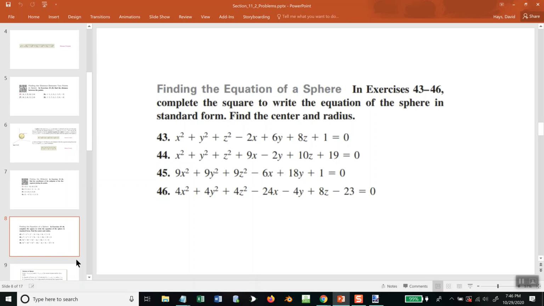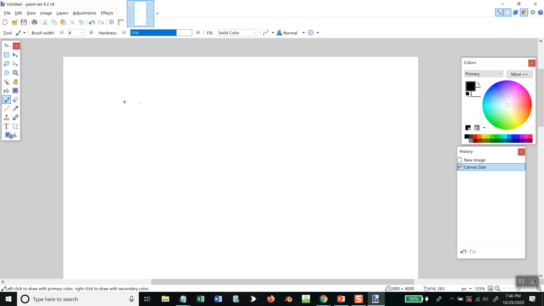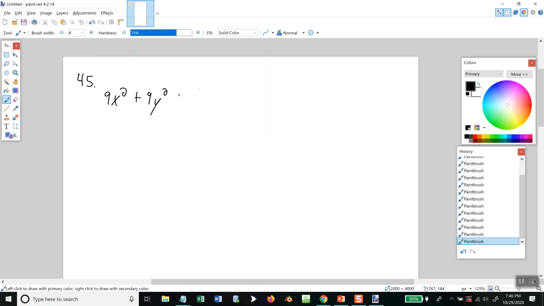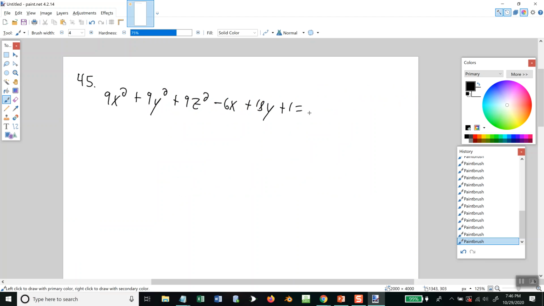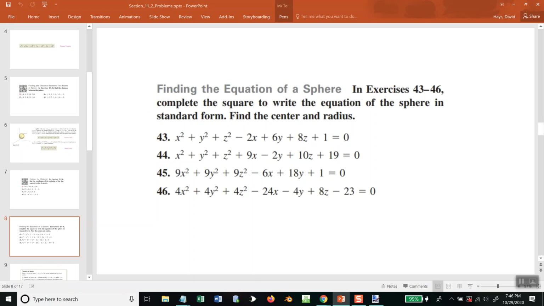These are probably the only interesting one of this section, I think. Find the equation of the sphere. And we'll look at 45. Nine x squared plus 9y squared plus 9z squared minus 6x plus 18y plus 1 equals 0. It says write it in standard form, find the center and radius.